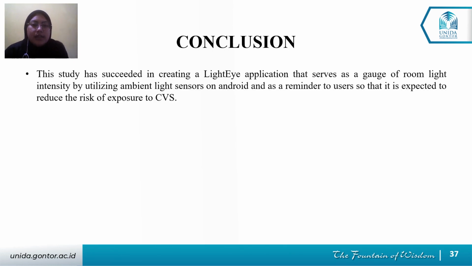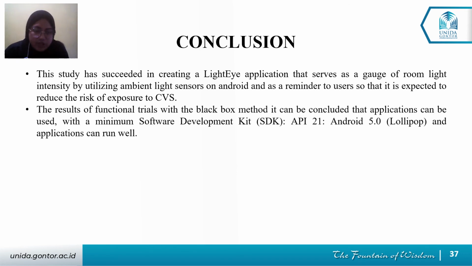The study succeeded in creating a Like Eye application that serves as a gauge of room light intensity by utilizing the ambient light sensor on Android and as a reminder to users, so it is expected to reduce the risk of exposure to CVS. From the results of functional trials with the black box method, it can be concluded that the application can be used with a minimum software development kit, or SDK, API 21 or Android 5.0, which we call Lollipop, and the application can run well.